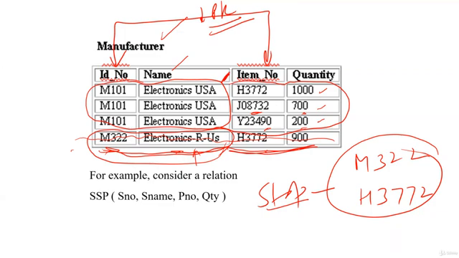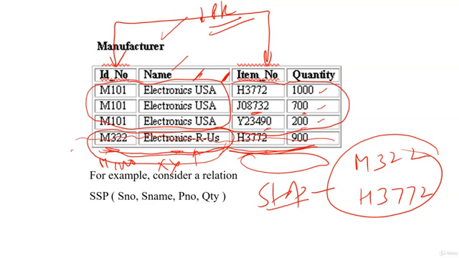So these are a few cases where you can clearly see that there are some issues in this table regarding insert, update, and delete. Again, I am repeating: I cannot insert the data of a company who is not manufacturing any product. For example, I can't store that M1000 is company XY, but that company is not manufacturing any product. So I can't insert that data. In order to change the name of the company, I have to make multiple updates, equal to the number of items it is manufacturing.